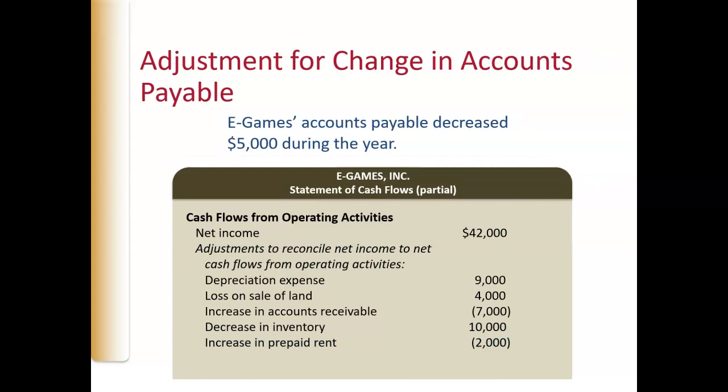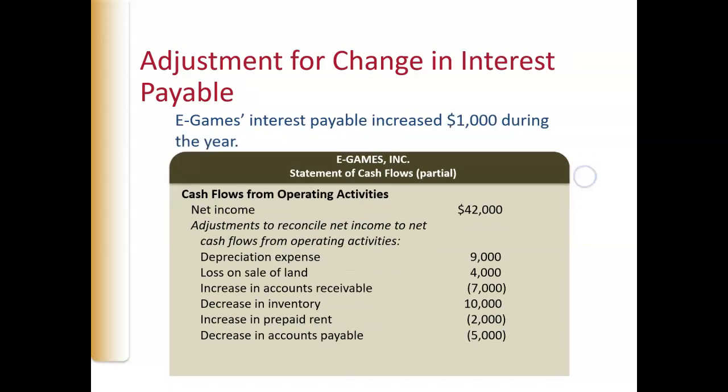E-Games accounts payable decreased $5,000 during the year. What's going to happen when a current liability decreases? We decrease it because we used cash to get it lower. We're going to subtract it. E-Games interest payable increased $1,000 during the year. We're going to add it. Okay?